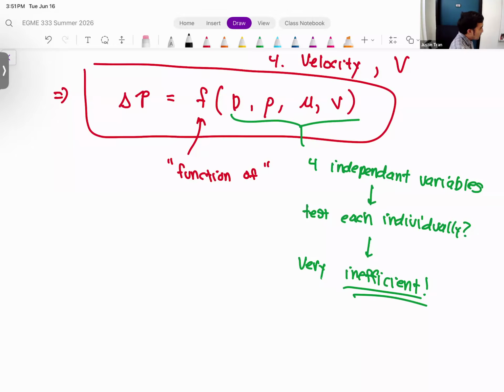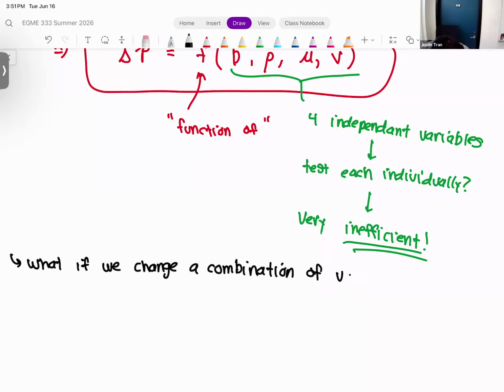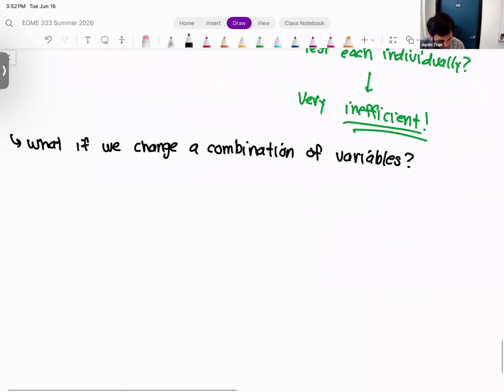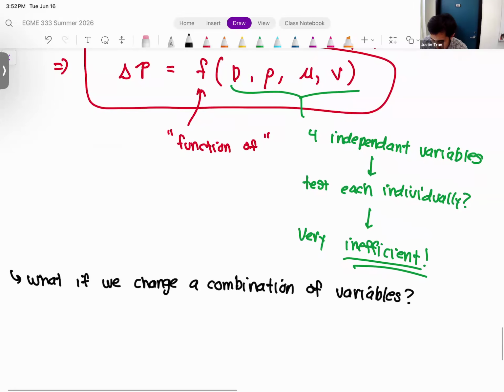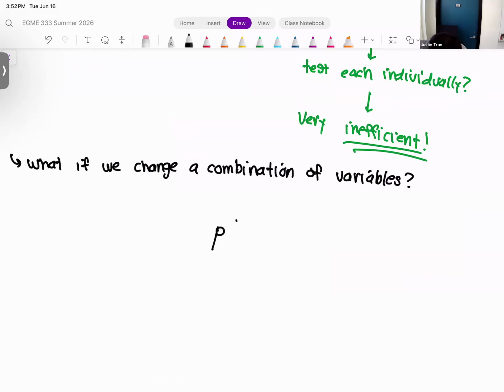Okay. A better way is that, instead of testing each variable individually, maybe you can test a combination of them, and you test the combination in a smart way. All right. So in other words, what if we combine our variables in such a way that, instead of testing D, rho, mu, and V individually, we test this product, right? So what if we test the product rho times the velocity times the diameter divided by the viscosity?